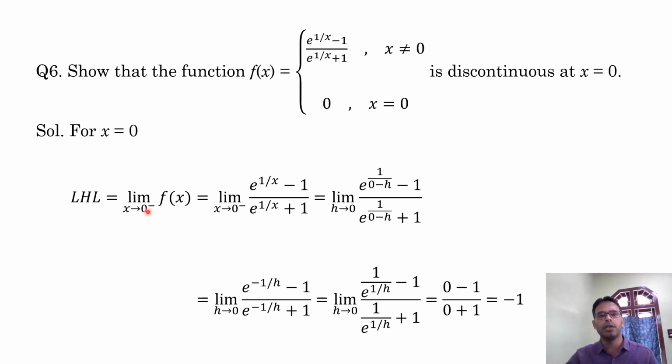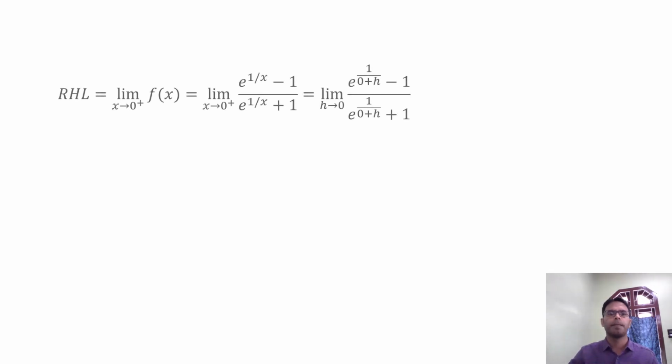This time it will be 0 plus. Here we will change to the right hand limit, 0 plus; I have brought the next slide. Right hand limit 0 plus. So the function is that one: e to the power 1 by x minus 1 over e to the power 1 by x plus 1. This is the definition of the function. You have already written it in your copy. And then this 0 plus is replaced by simply h tends to 0.